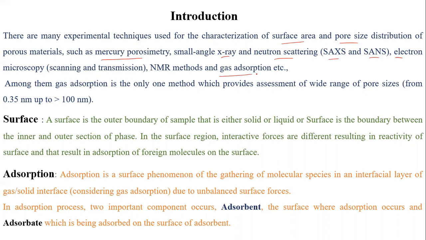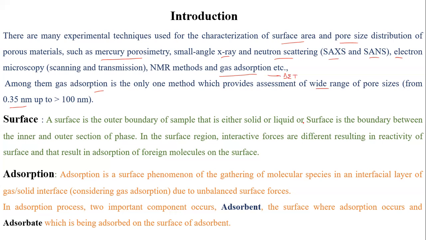And finally, the gas adsorption technique, which is our BET. So out of these many analytical techniques, our gas adsorption technique, that is our BET, has some specific characteristics due to which it is mostly used among these analytical techniques to study the surface characteristics of any porous material. Among these techniques, the gas adsorption, that is our BET, is the only method which provides assessment of a wide range of pore size, from 0.35 nanometer up to greater than 100 nanometer.